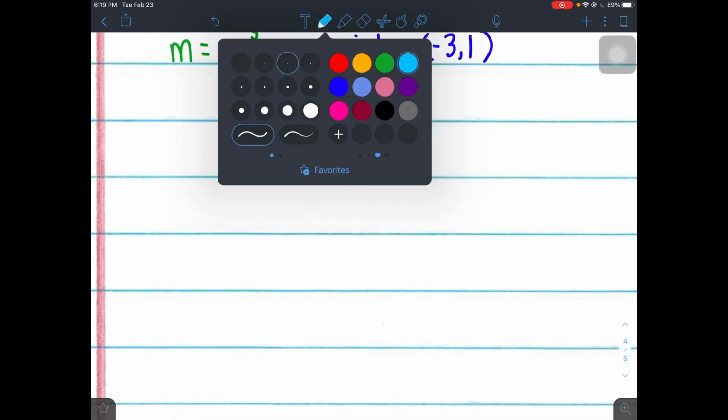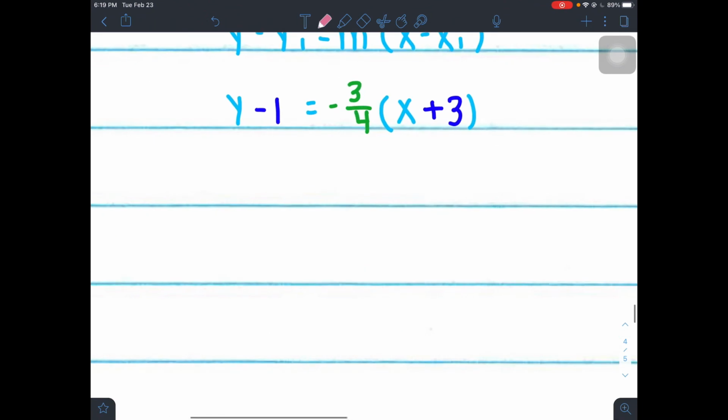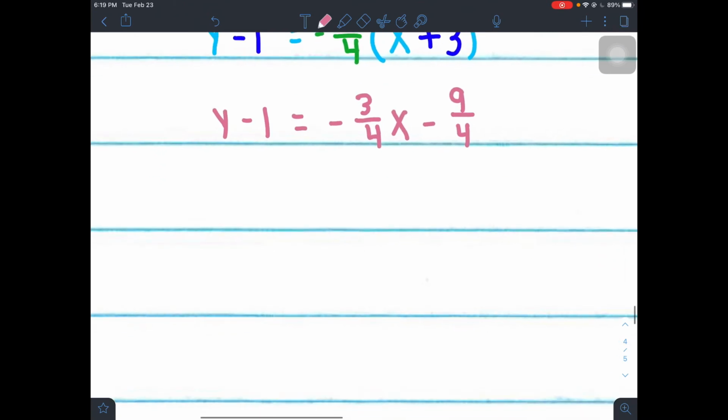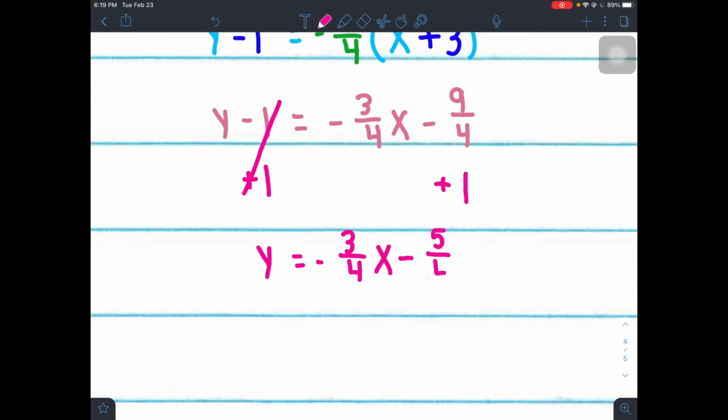All right, so that means we're going to have to distribute and get rid of our parentheses. So y - 1 is going to stay the same. -3/4 times x is -3/4 x. And then -3/4 times 3 is going to be -9/4. So not super pretty, I know, but it is what it is, and we've got to deal with it. The next step is we want to get the y by itself, so we're going to add 1 to both sides. y equals -3/4 x minus 5/4.